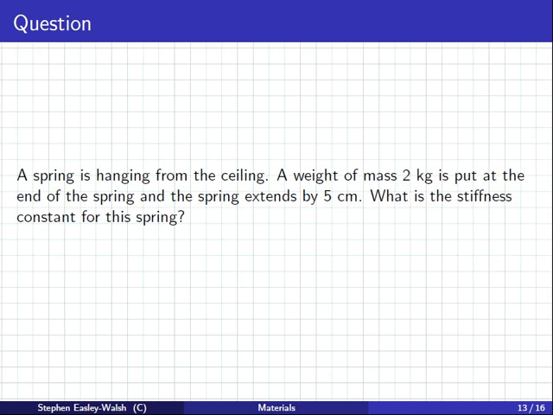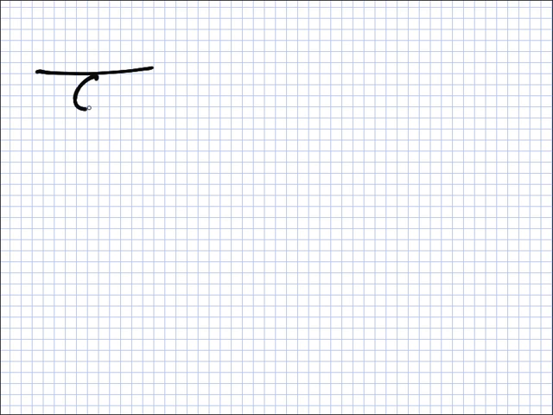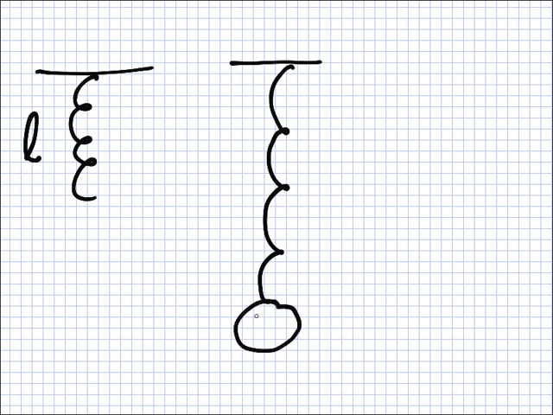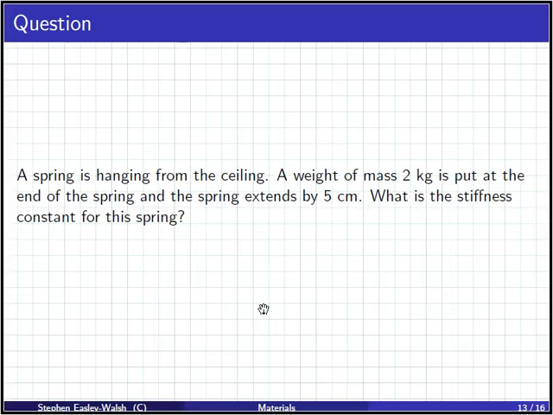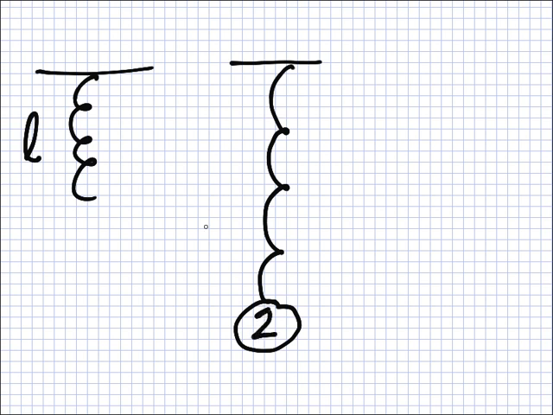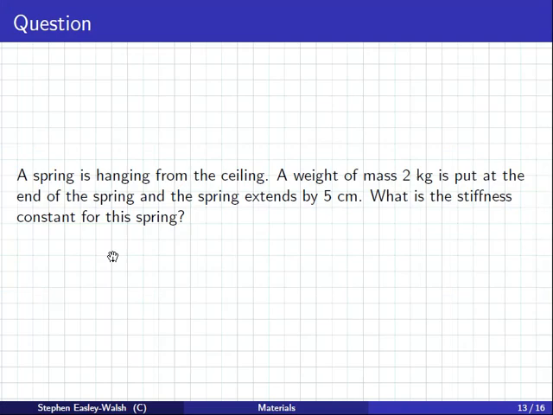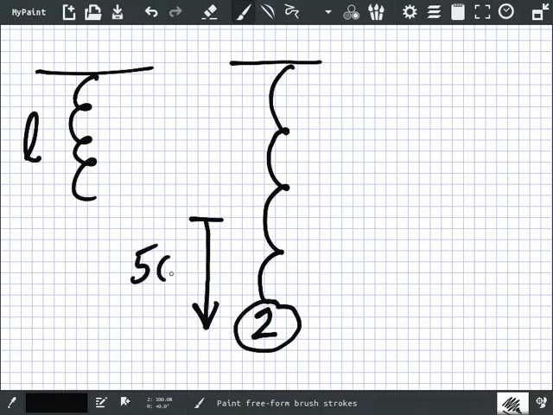A spring is hanging from a ceiling. The weight is 2 kilograms, and you extend it by 5 centimetres. What is the K? So let me draw this for you. You have a spring. It has some natural length. Then you hang 2 kilograms, and the result is it extends by 5 centimetres.